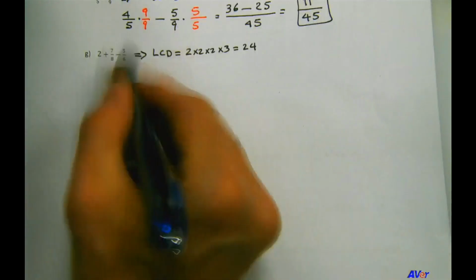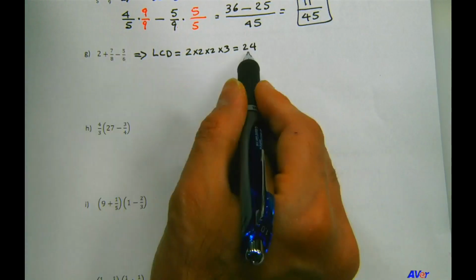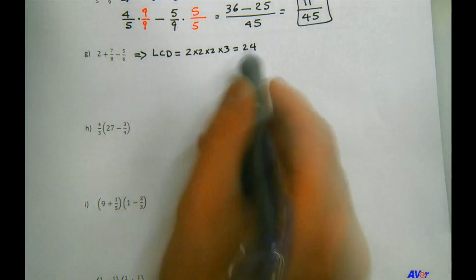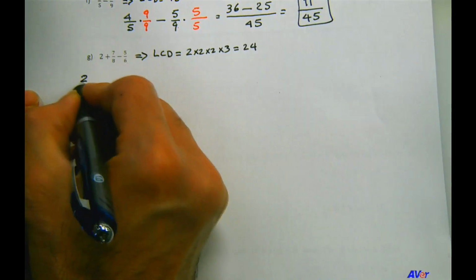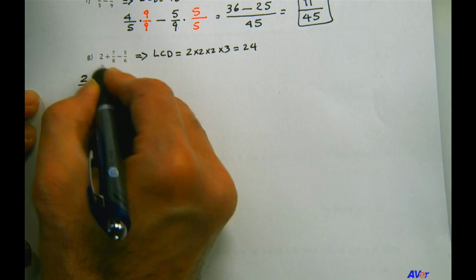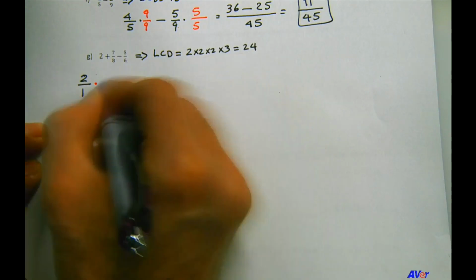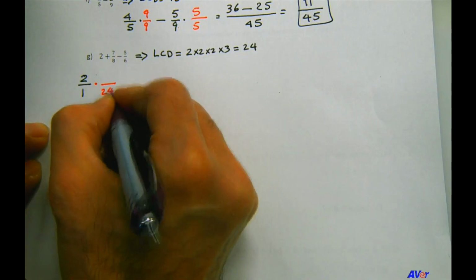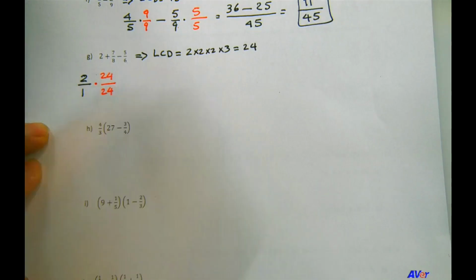Okay, so that means we've got to get each of these denominators, the 1, the 8, the 6, to become equal to 24. So let's do that. So 2 over 1, the denominator here is 1, right? Multiplied by, how do we get this denominator to be 24? Well, we multiply it by 24. But we can't stop there. We have to multiply the numerator by 24 as well, right?